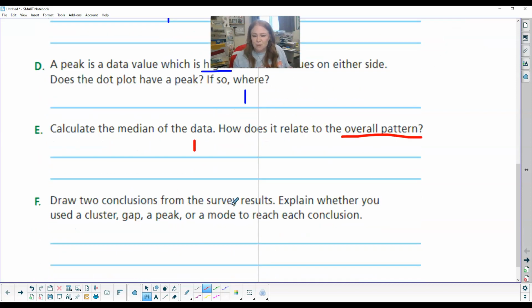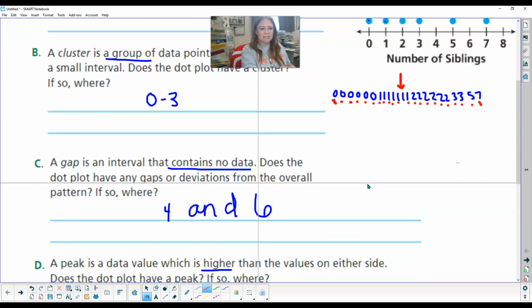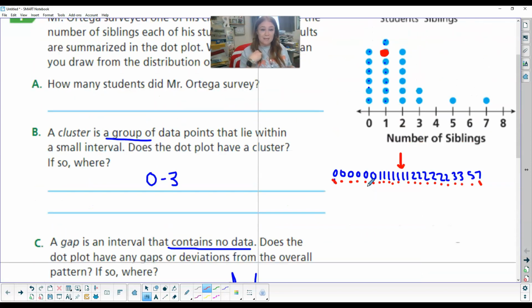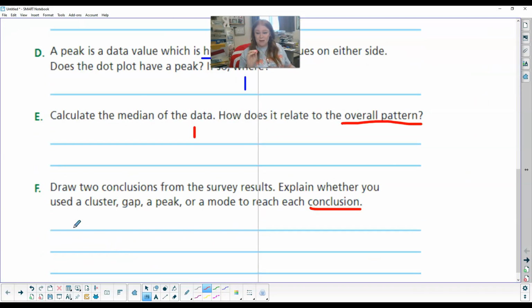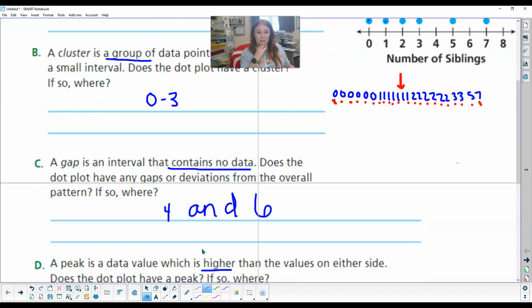So now you have to draw 2 conclusions, and explain whether you used a cluster, gap, peak, or mode to reach a conclusion. So you're going to just state something you noticed, right? A conclusion is, oh, I can look at this data and I know this. So I'll help you with one. Most students in this class have 0 to 3 siblings. How do I know that? Because I used that big cluster. So I can say most students have between 0 and 3, and I used the cluster to know that. So you have to come up with one other one on your own.